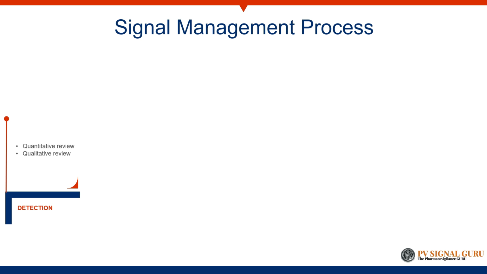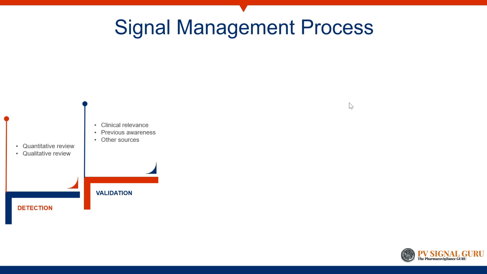Next is signal validation. Here, we try to identify whether the signal is new or previously known. The steps involve assessing the quality and reliability of the data supporting the signals. And what we focus on is to ensure the data is, as I said, credible and warrants further investigation.